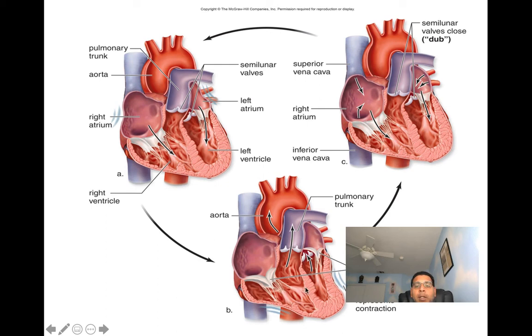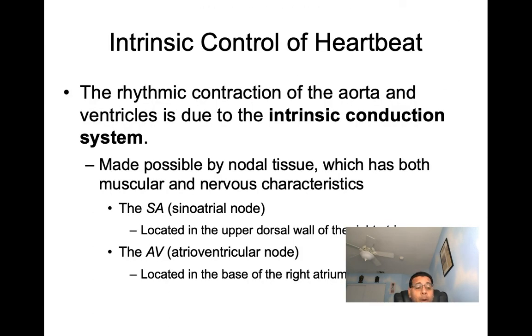So when the ventricles undergo systole, blood moves forward, and blood's going to move into the large arteries, and then here we're going to see the ventricles are going to enter diastole. Once the blood has moved forward, the semilunar valves will close, creating the dub sound, and we'll start the cycle all over again. Next then, let's check out how all of this happens. So we're going to move to the intrinsic control of heartbeat.